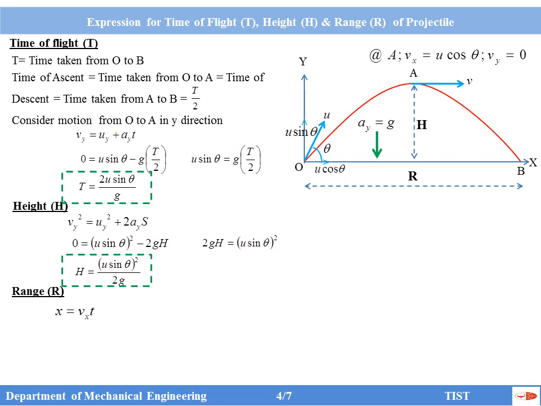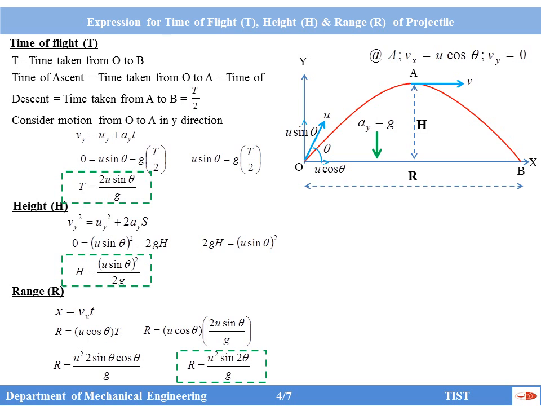Now what is vx? vx is equal to u cos theta. And what is t? For O to B motion, t is the total time, right? So R equal to u cos theta into t, that is the equation for range. But again I am replacing t from the equation of time of flight. If I substitute the time of flight in this equation, I will get u cos theta into 2u sin theta by g. If I rearrange this equation, two u's are there, so u into u, u square, into 2 sin theta cos theta. 2 sin theta cos theta is actually sin 2 theta. So I will get the equation of range as u square sin 2 theta by g.